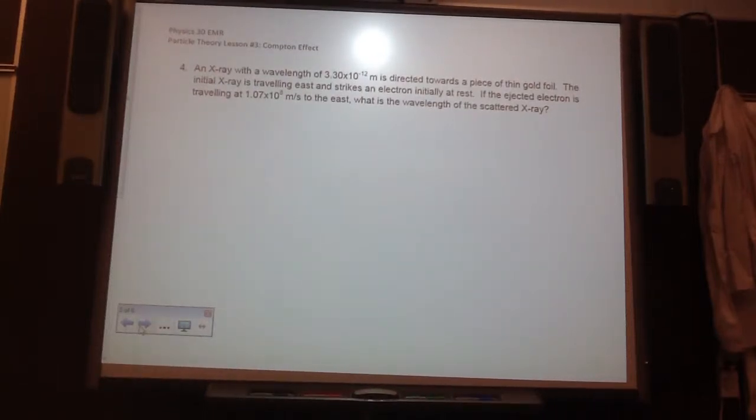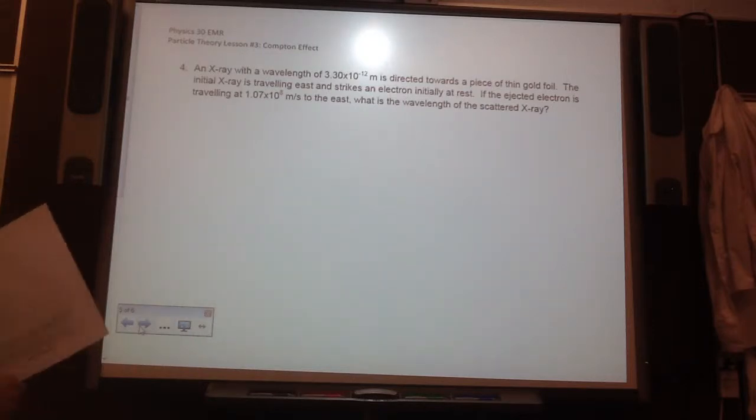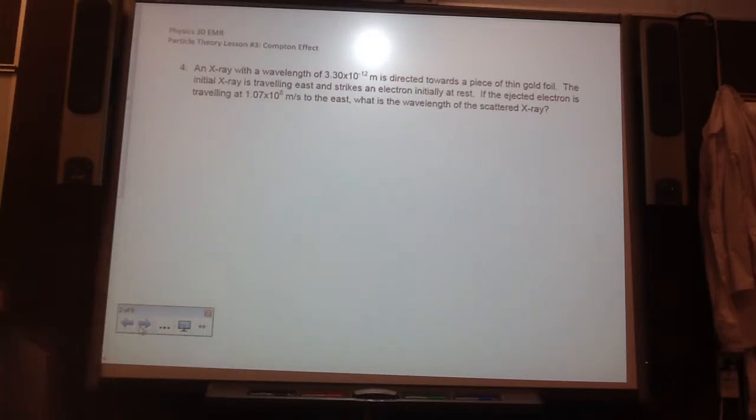Okay, so we have an X-ray with a wavelength of blah directed towards a thin piece of gold foil. The initial X-ray is traveling east and strikes an electron initially at rest. If the ejected electron is traveling at 1.707 times 10 to the 8 meters a second east, what is the wavelength of the scattered X-ray? So this is giving us directions, so we can use conservation of momentum.